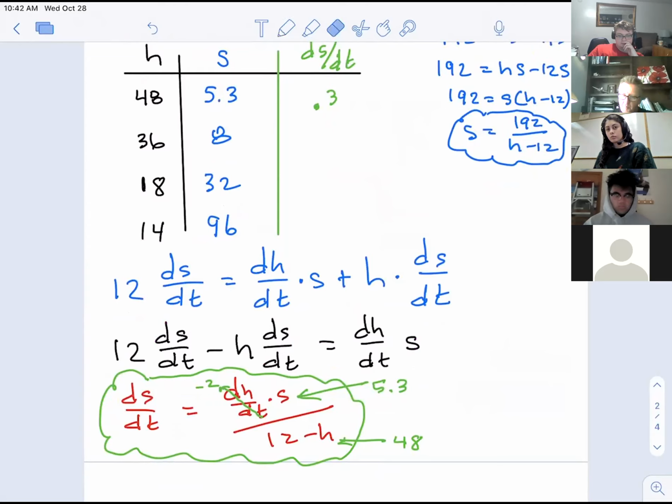Now, why is that not surprising? Remember what that is, that what we just got there is feet per minute.